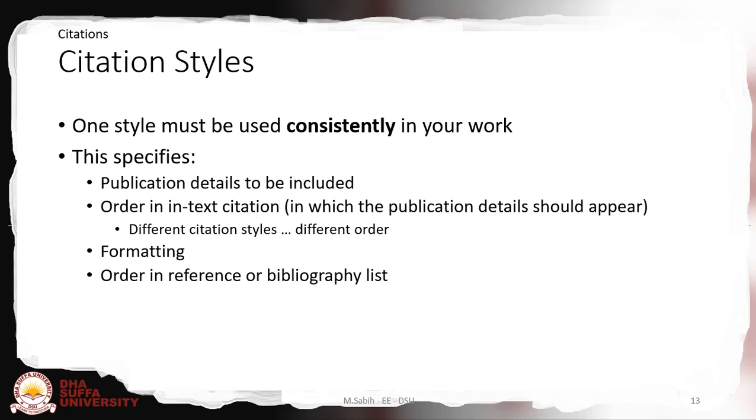there are plenty of styles, but the style should be consistent throughout your work, and mostly it is specified by the publications, and these are the publication details to be included, and the order in text citation, and the formatting and order. So basically a citation means these are the things. They have a style. These four things make, for example, the style. What is the formatting, and what kind of details you are trying to put, and how you are going to put or refer within the citation, and how you are going to put it in the reference.